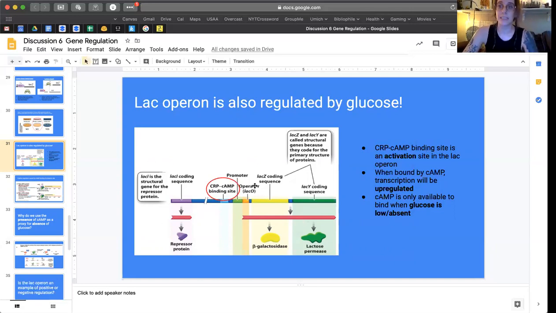So this is an even more detailed graphic of the lac operon. We can see that upstream of this promoter region, we have this additional thing, which is called the CRP-CAMP binding site. In this lac operon, this binding site is going to act as an activation site. So when this is bound by the correct substrate, it's going to be really happy and highly upregulate the transcription that's happening here. The reason why this is related to the presence or absence of glucose, I'll show you in just a second. This will become more clear.